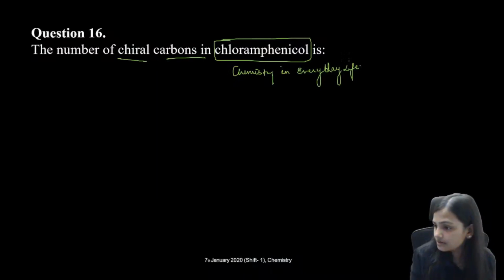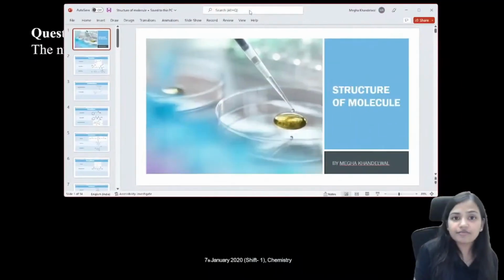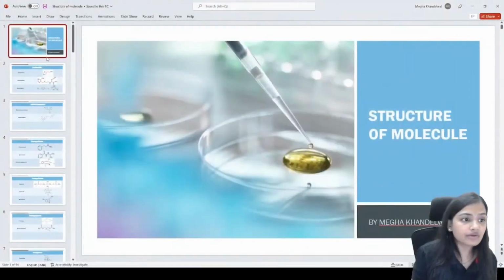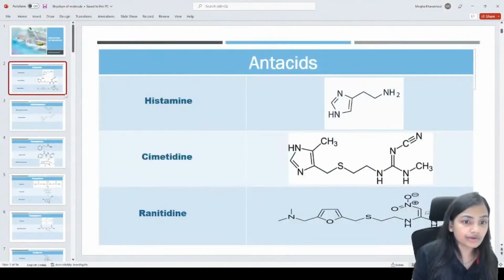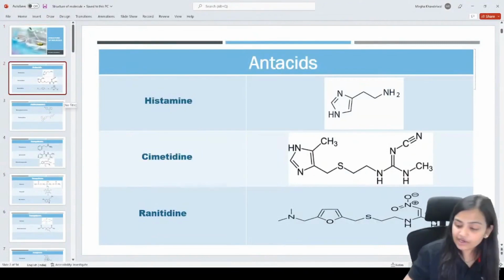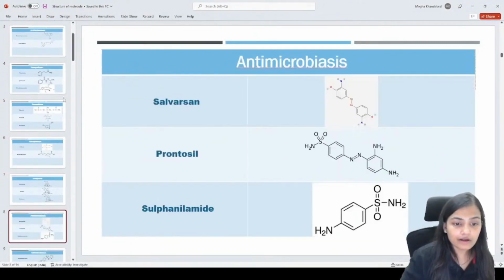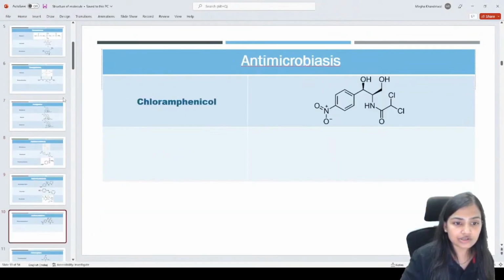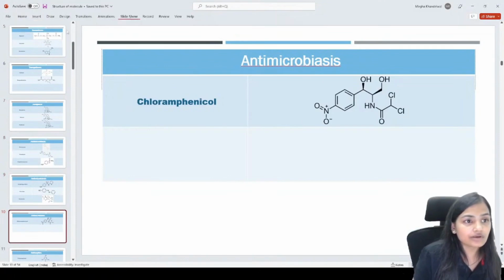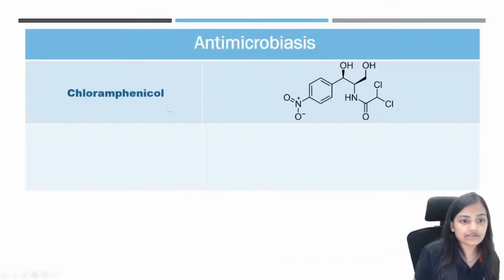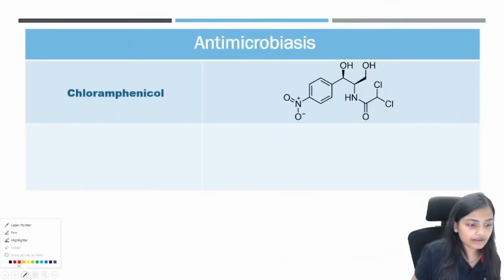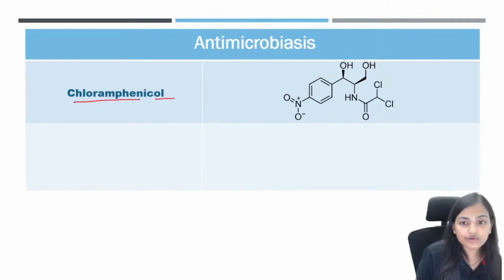I have prepared this particular file for you and I can show you. Here the question was the number of chiral carbons in chloramphenicol. So here I have all the structures of such molecules. So this is the structure of chloramphenicol. Let me show you a slideshow. Yeah, so this is the structure of chloramphenicol.